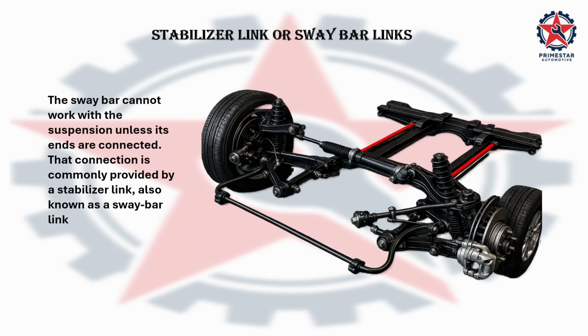The sway bar cannot work with the suspension unless its ends are connected. That connection is commonly provided by a stabiliser link, also known as a sway bar link. One end attaches to the sway bar and the other attaches to the strut, control arm or steering knuckle, depending on the suspension design.